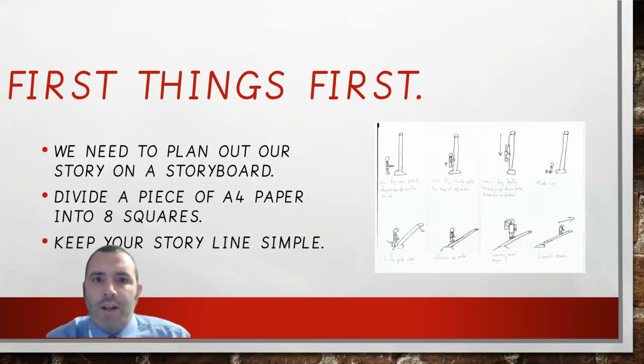So first things first, what we will need to do is plan out our storyboard. You can divide your piece of paper up. I did it into 8 squares. It gave me a nice space to work with. I could draw out my ideas, with a bit of writing underneath. So you might want to go back and have a look at the bigger version of this earlier in the video. It might give you some ideas as to how you're going to build your story.